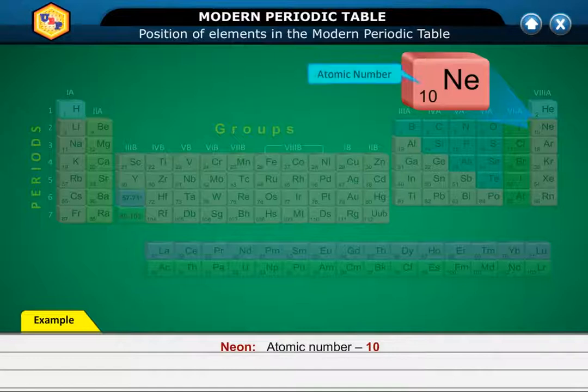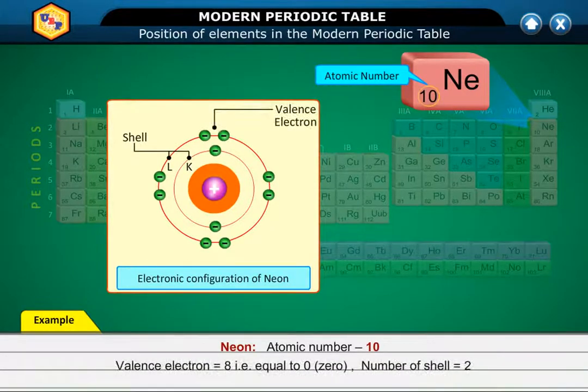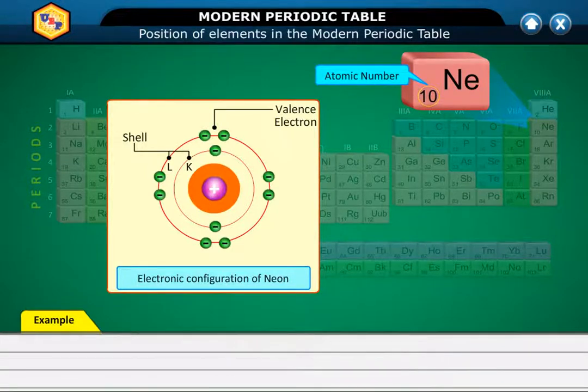Neon, atomic number 10. Electronic configuration of neon: K2, L8. Valence electron 8, that is equal to 0. Number of shells 2. Position in periodic table: 18th group, second period.